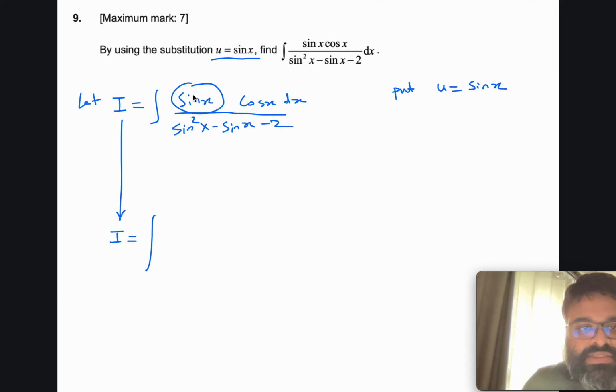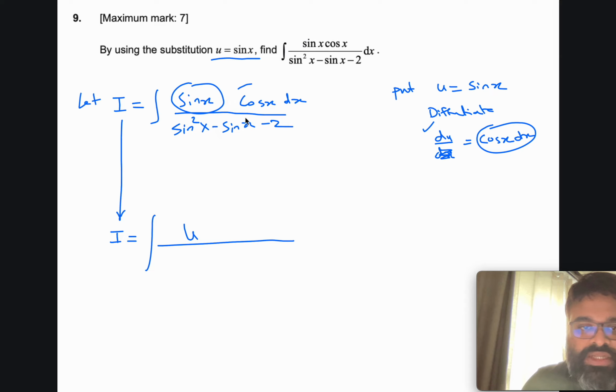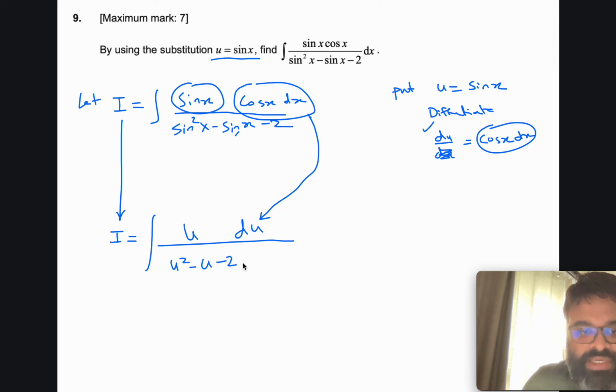So this sine x becomes just u. Now you differentiate, so you get du over dx, the derivative of u, and the derivative of sine x is cos x, and you can simply multiply dx on the other side. You see cos x dx is du. So now this term is du, and in the denominator you will have u square minus u minus 2.